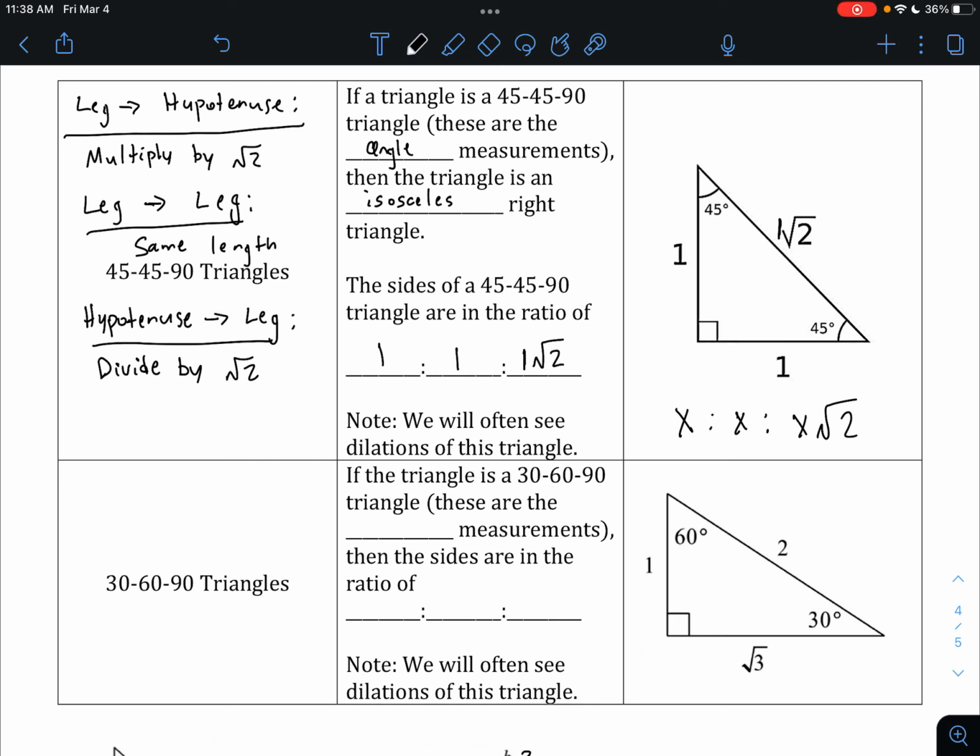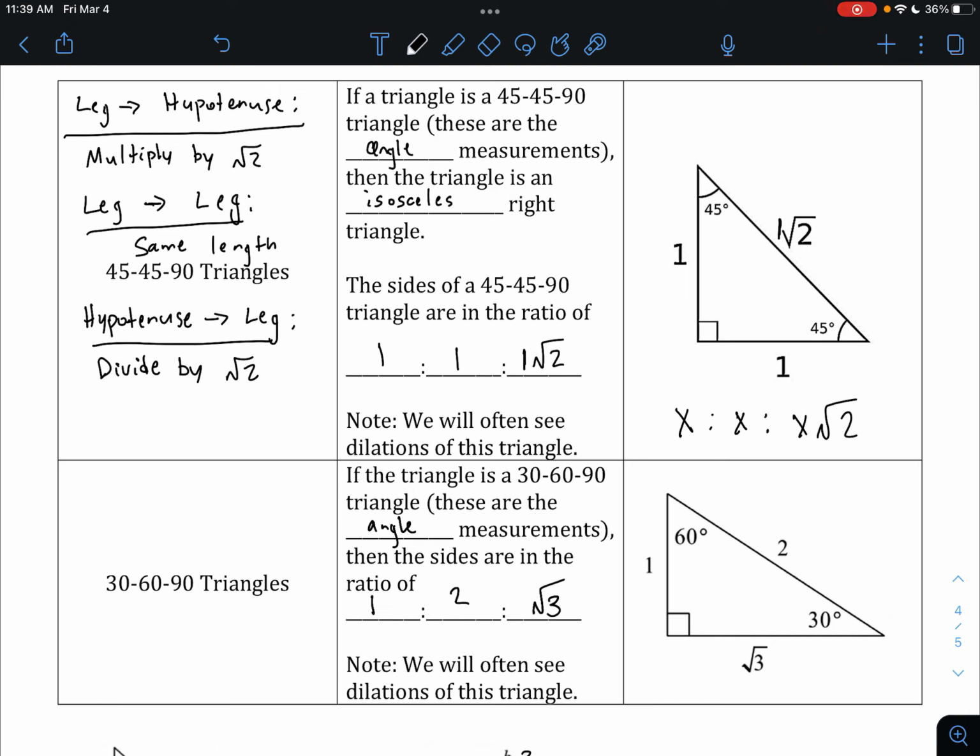All right, y'all. So this next video is about 30, 60, 90 triangles. And remember, those 30, 60, and 90 are also the angle measurements. So these are triangles that have a 90-degree angle, a 60-degree angle, and a 30-degree angle. And if I have that triangle, then the sides are in the ratio of 1 to 2 to the square root of 3. And again, we're also going to see dilations of this triangle.